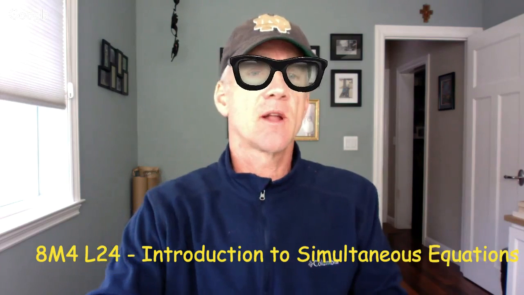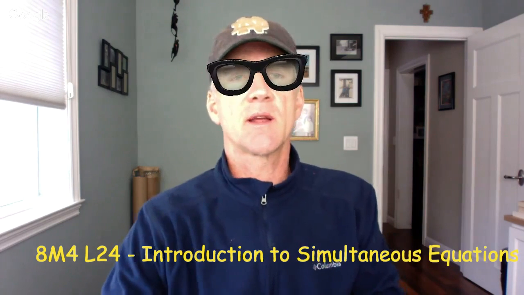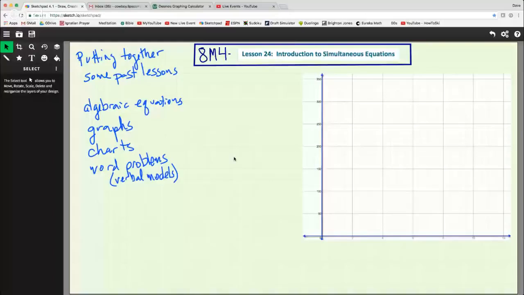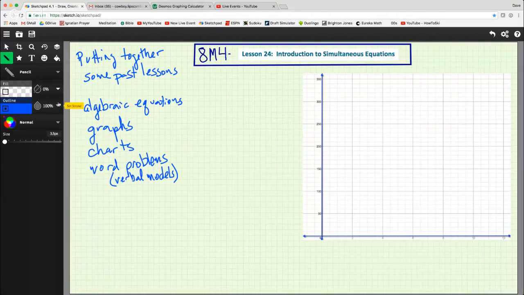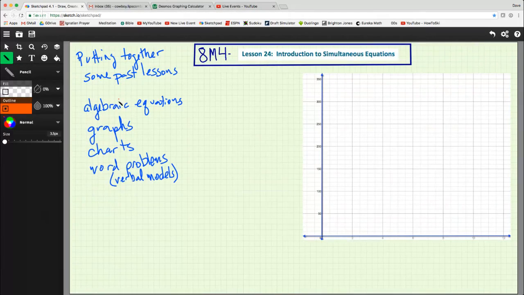Again, 8M4 lesson 24, Introduction to Simultaneous Equations. We're going to be putting together a lot of what we've learned so far in lessons 1 through 23. And I'm going to try and synthesize some of what we've learned so it all kind of hopefully makes sense to you. Let's start off and go over some of the key things that we've learned so far.